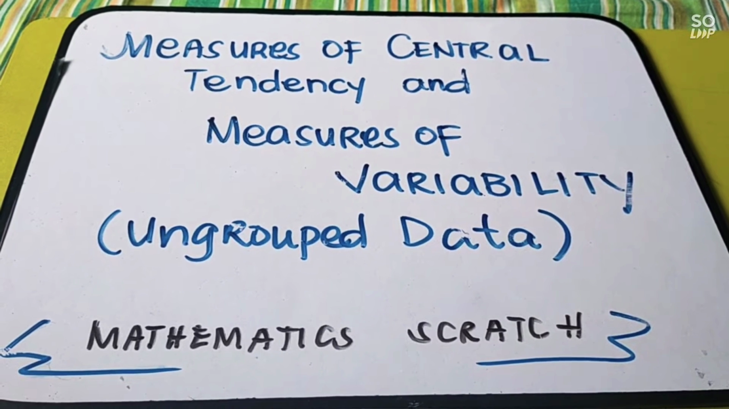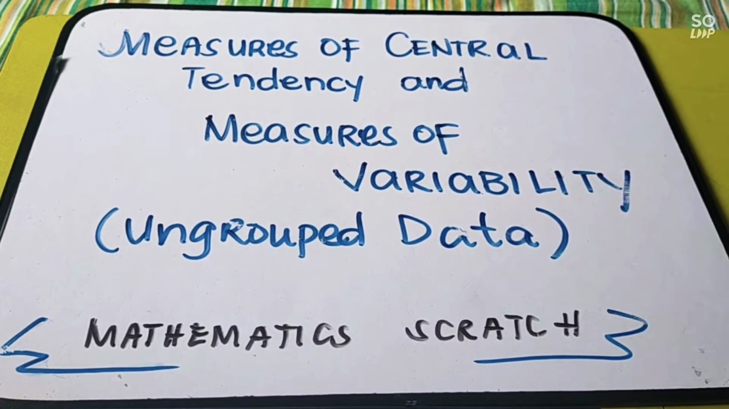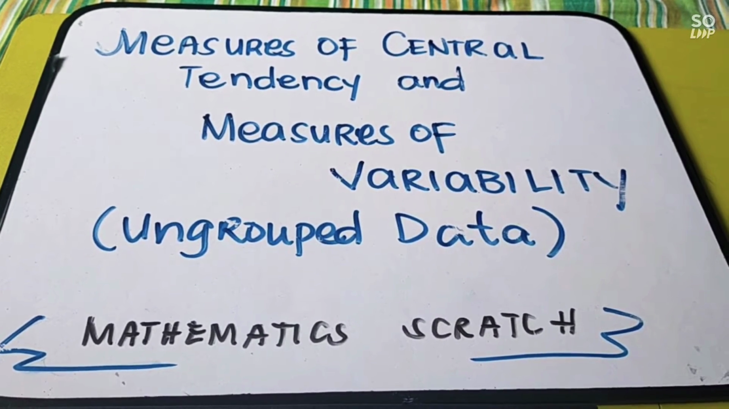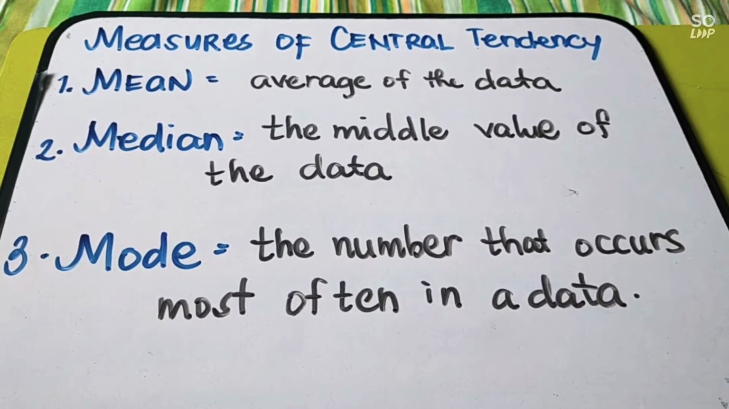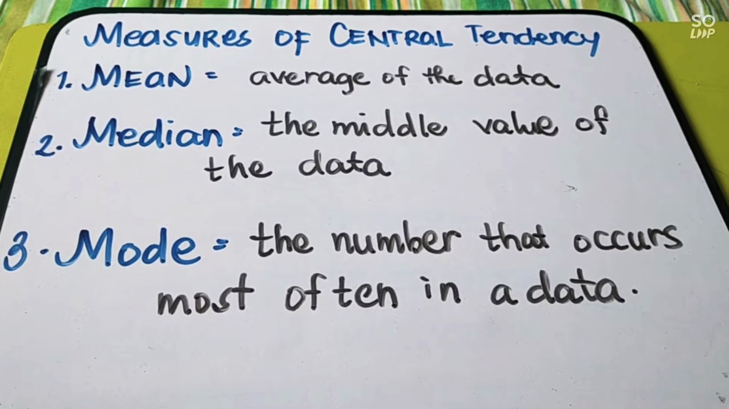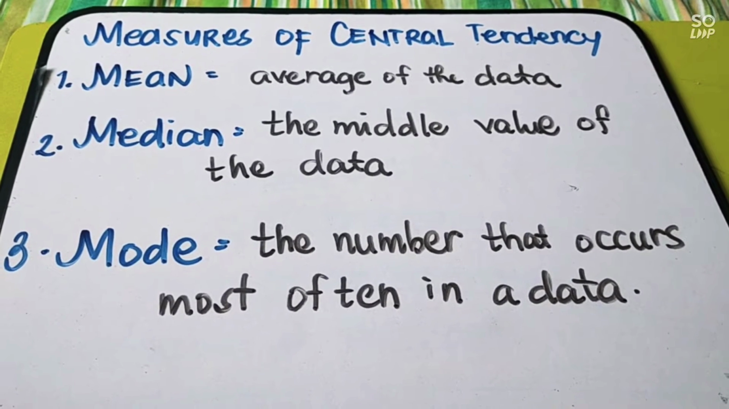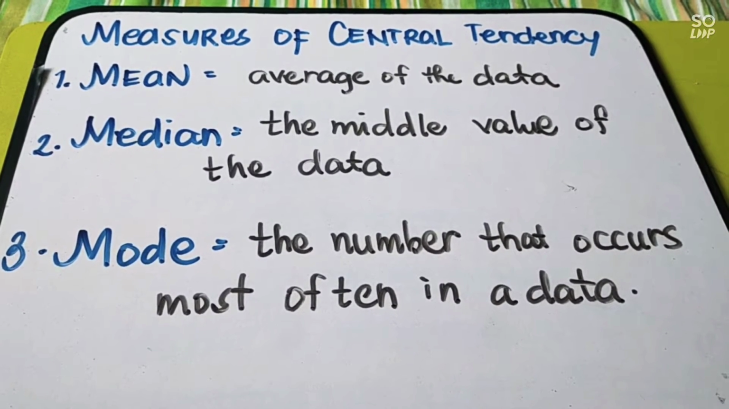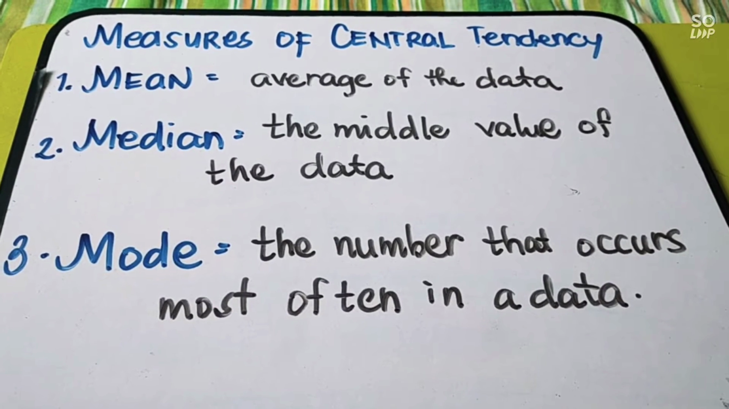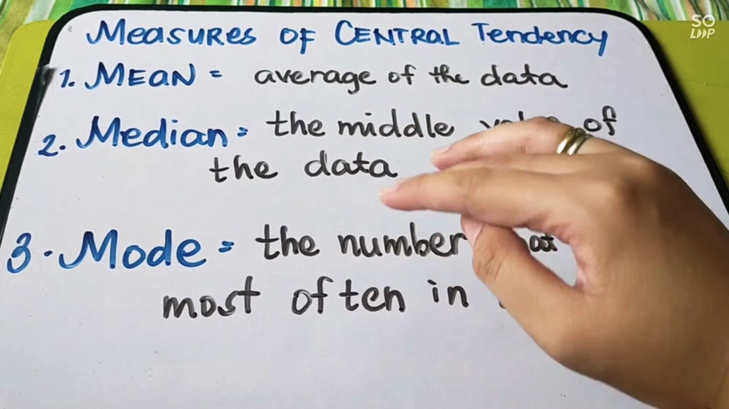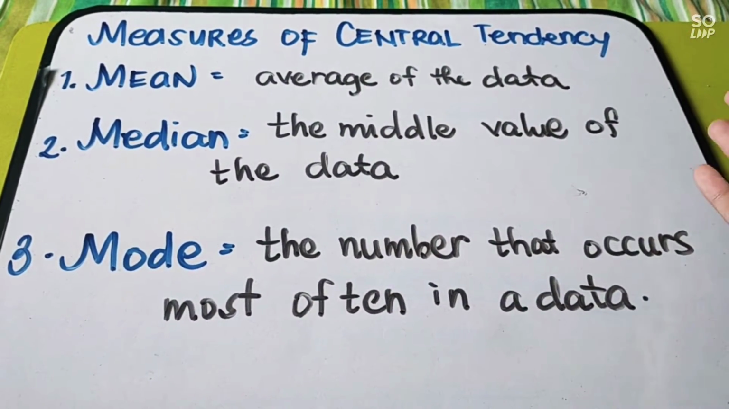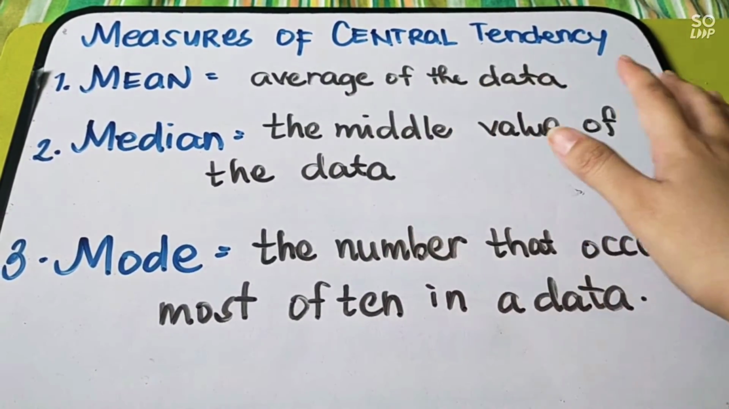Today, our lesson is about measures of central tendency and measures of variability for ungrouped data. Let's tackle first measures of central tendency. When you say measures of central tendency, we have three. What are those? We have the mean, median, and mode. What is mean? Mean means the average of the data.